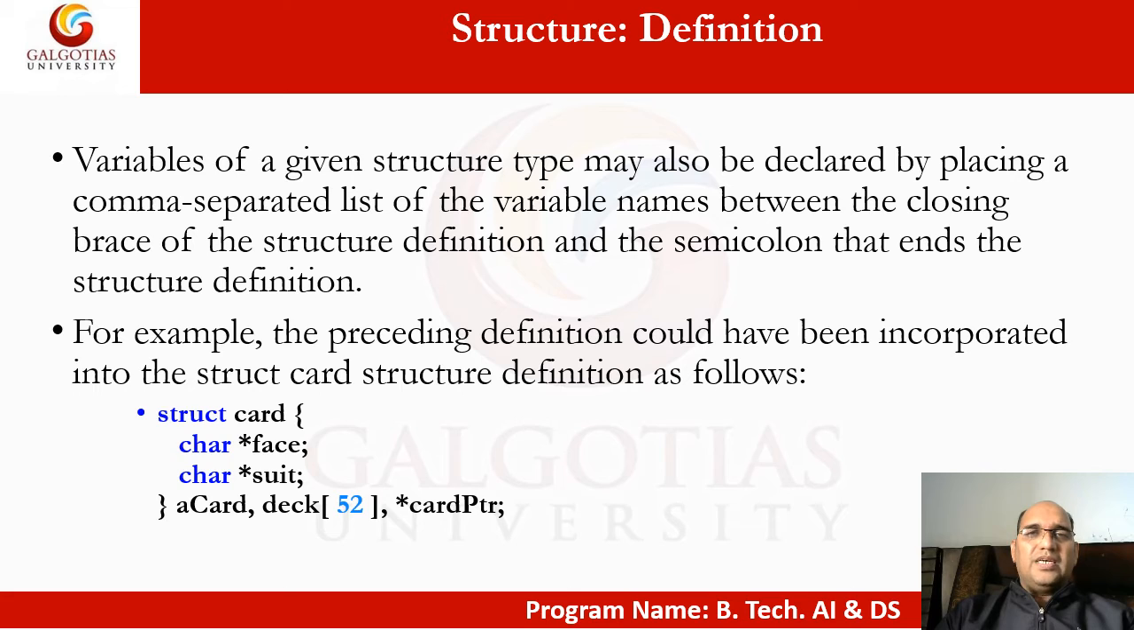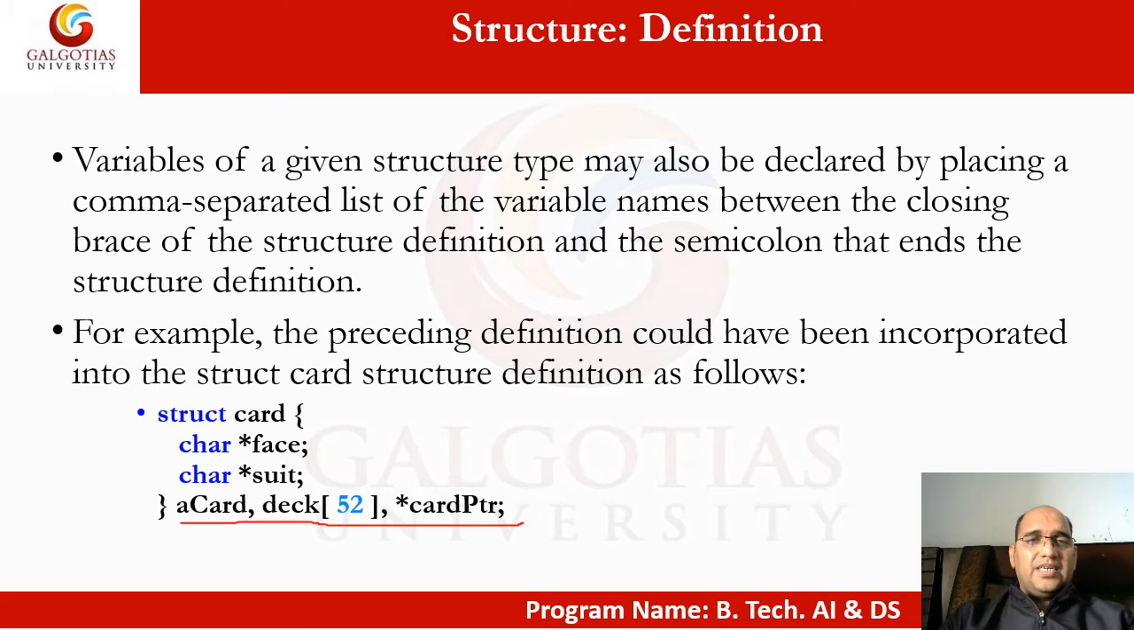Variables of a given structure type may be declared by placing a comma-separated list of the variable names between the closing brace of the structure definition and the semicolon that ends the structure definition. For example, the preceding definition could have been incorporated into the struct card structure definition as follows. So what we want to tell you here is that the declaration can be written at the end like this.